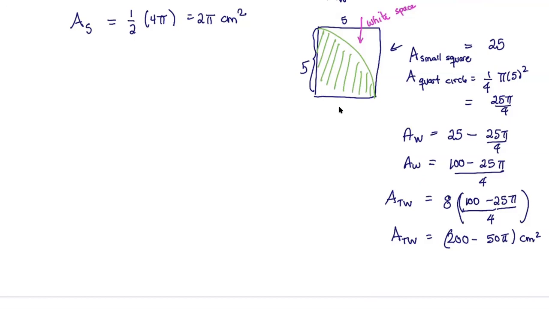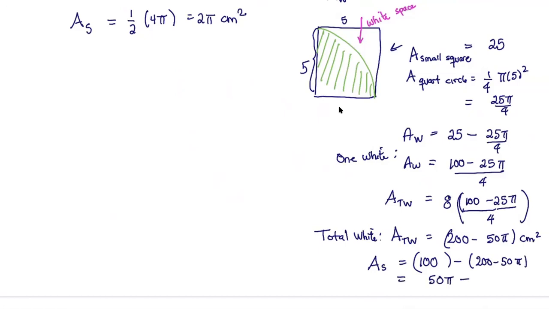So therefore, to find the area of the shaded, so this is the total white space. This is one white space. To find the total shaded area, we take the area of the big square, which we said is 100, and we're going to subtract from it the total white space, which is 200 minus 50 pi. And this will give us 50 pi minus 100 centimeters squared.